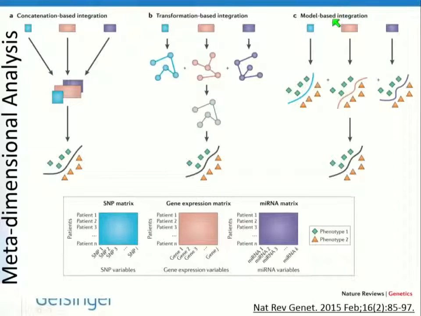The last one is model-based integration. That's where you do some sort of machine learning or computational modeling of each data type separately, and then you take the resulting models and put them together into another machine learning algorithm to see, can you take the components of these models and put them together?